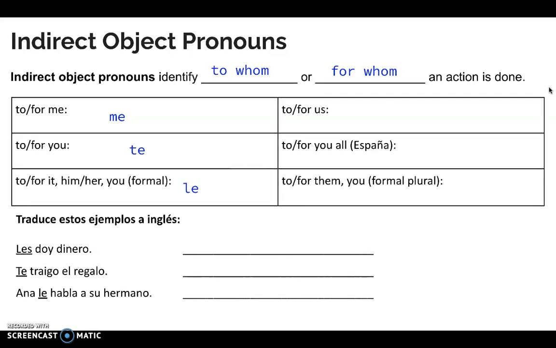To or for us would be nos. To or for you all would be os. And to or for them or you formal plural would be les. Okay, so here we have another little practice section.